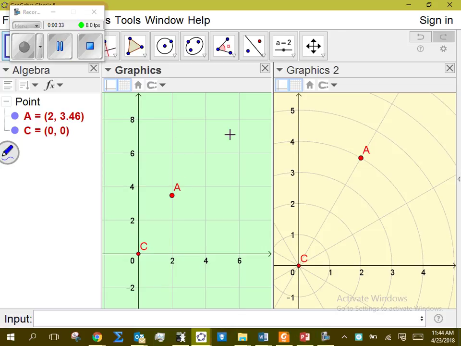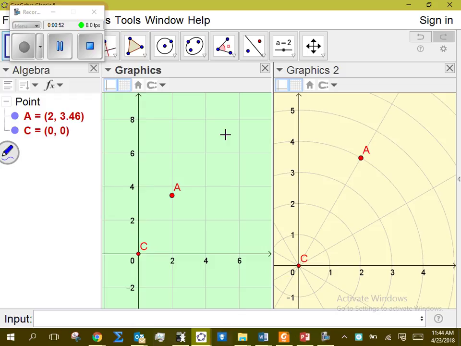We've been dealing with this thing over here on the left, the green graph, which you may call your coordinate plane. It's defined as the Cartesian plane. It's named after the founder, Rene Descartes, or the inventor of it. But it's what we refer to as rectangular coordinates.